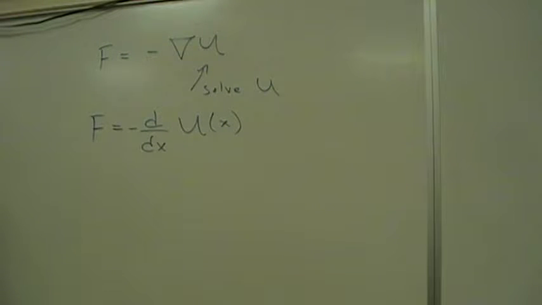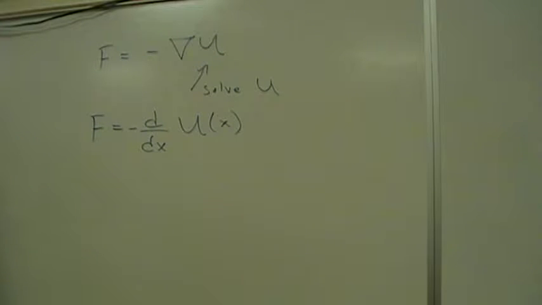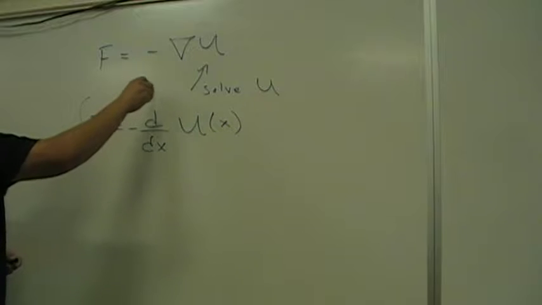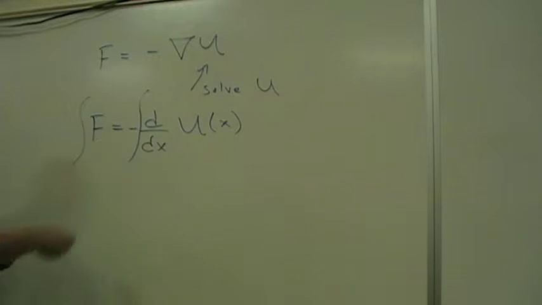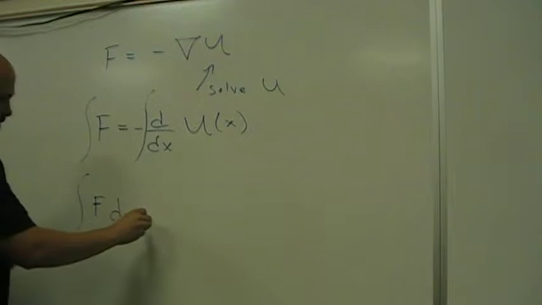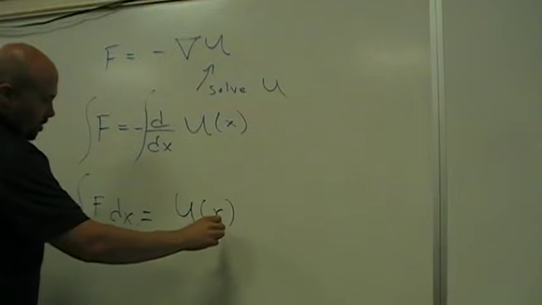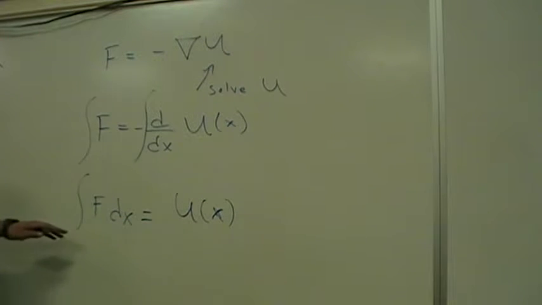So how can I solve for U here? Take the integral. So we integrate both sides. If I integrate, this side is just going to be this. So the force due to gravity is what?